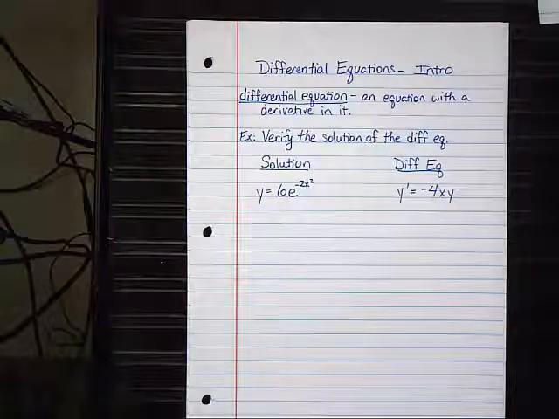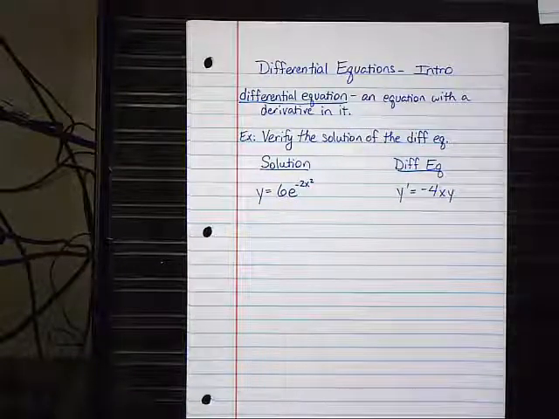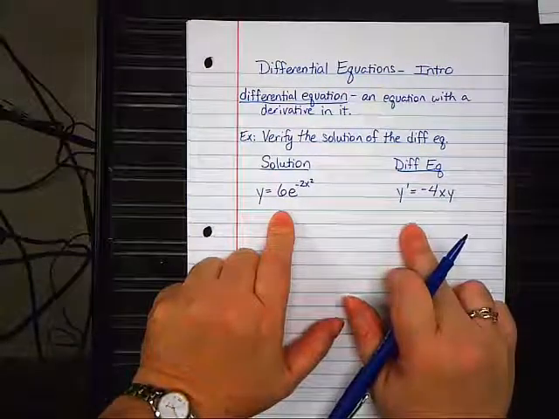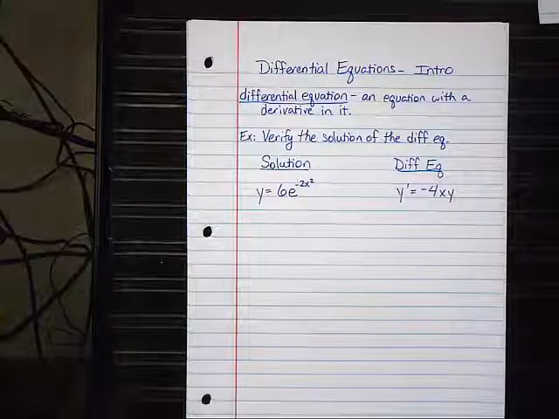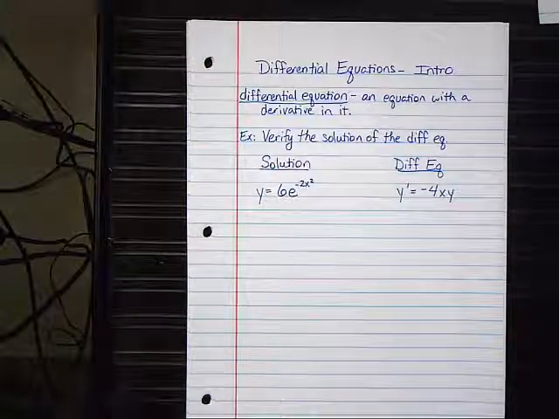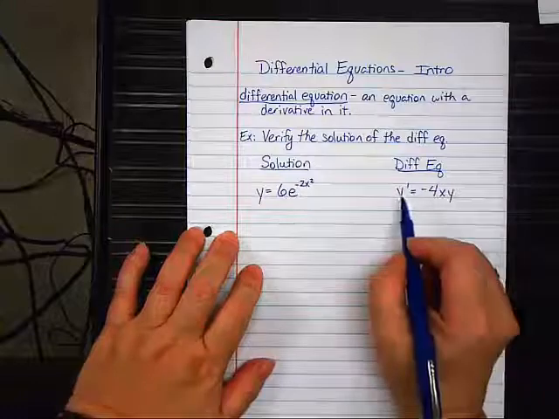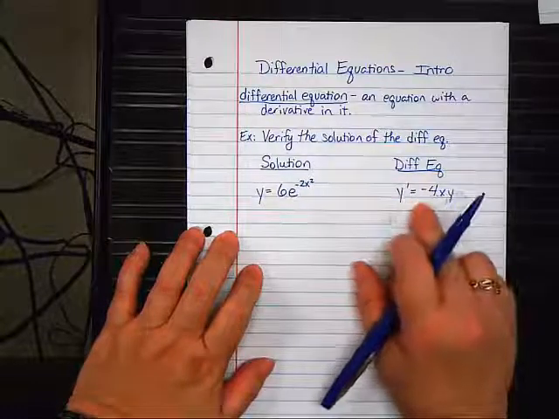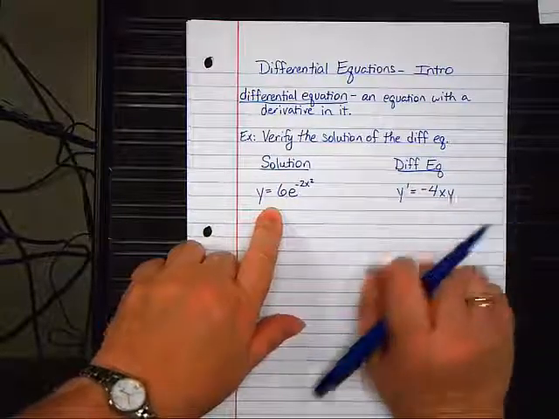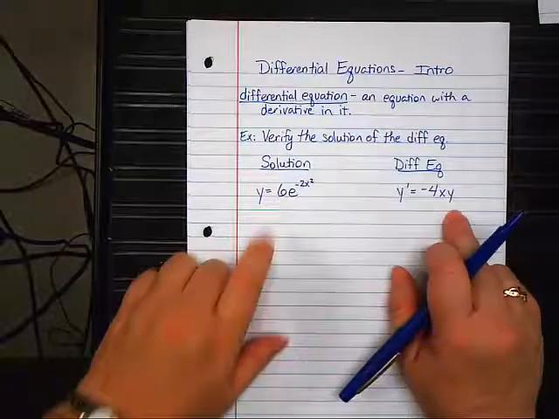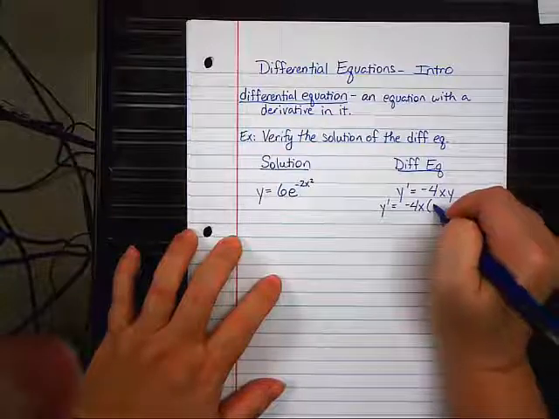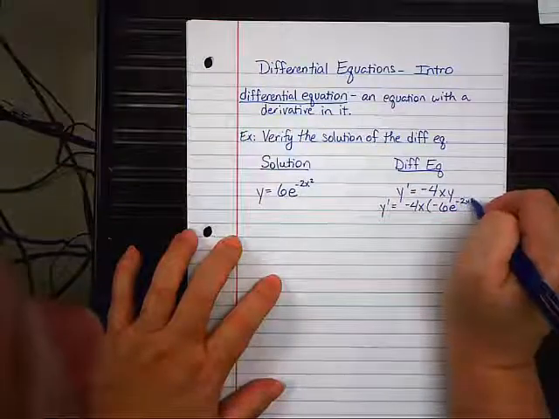Okay. Now, I just told you, do you have to understand how they got the answer to check it? No, you don't. Yes, you're going to eventually learn how. But right now, all we're doing is the checking, because the checking is much easier than the process. Okay? Now, y prime is equal to negative 4xy. I can right now plug in this solution where? In for y. So I'm going to do that. Y prime equals negative 4x times negative 6e to the negative 2x squared.